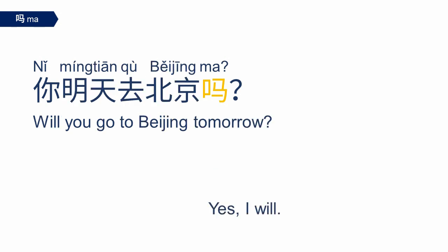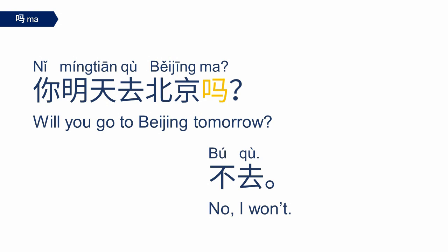Here is the next example. 你明天去北京吗? Will you go to Beijing tomorrow? If the answer is yes, you're going to Beijing tomorrow, how can we answer this question? Yes, 对 or yes, 去. What if the answer is no? 不去.